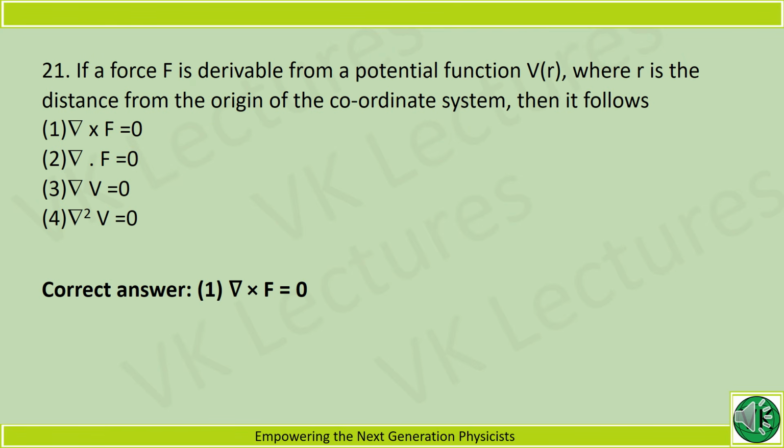If a force F is derivable from a potential V of r, where r is the distance from the origin of the coordinate system, then it follows that del cross F equals 0. Option 1.